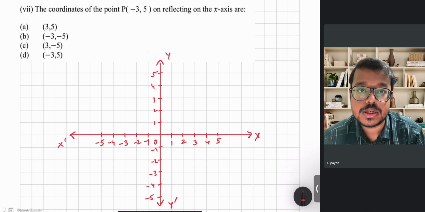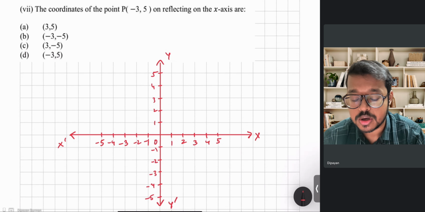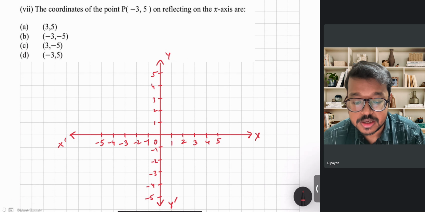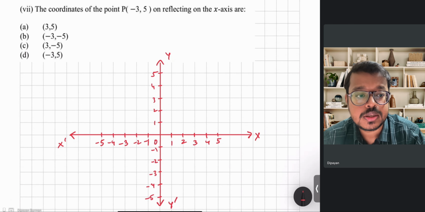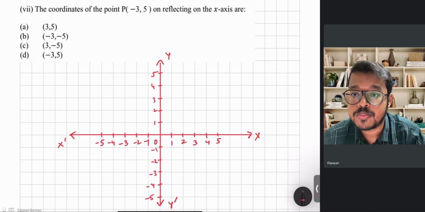Let's solve some MCQs on reflection. Now the first question is that the coordinates of the point P (-3, 5) on reflecting on the x-axis are which of the following. So this is a very basic question. The point P (-3, 5) is given.